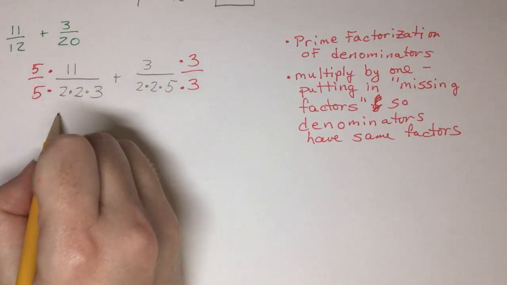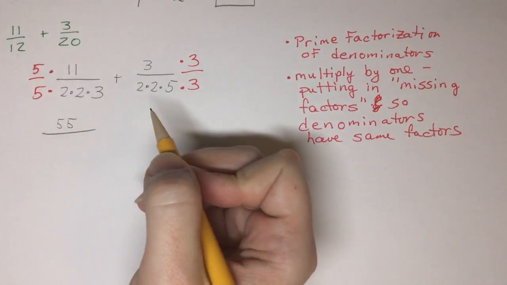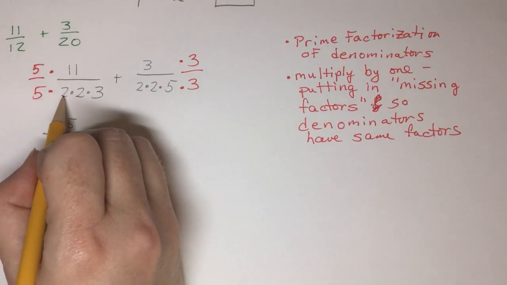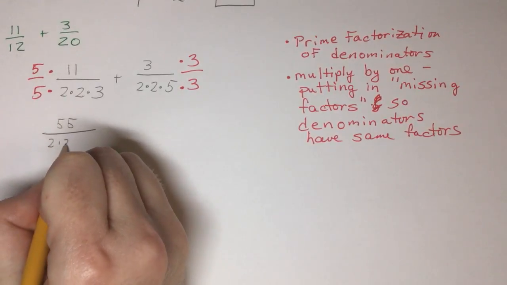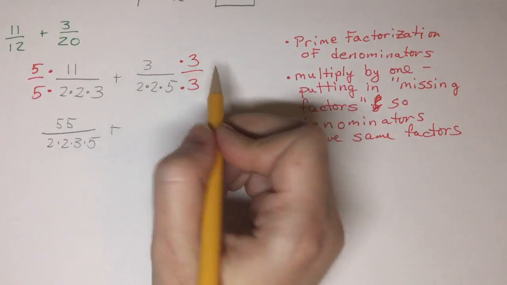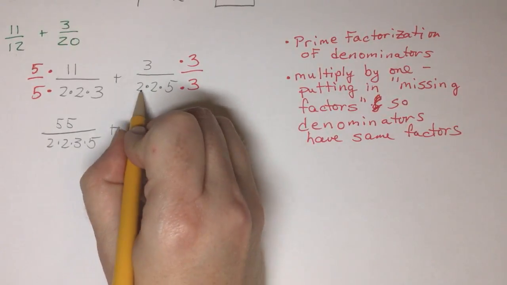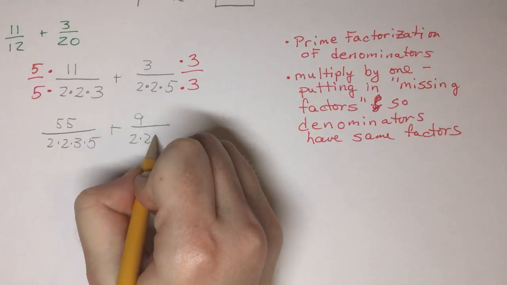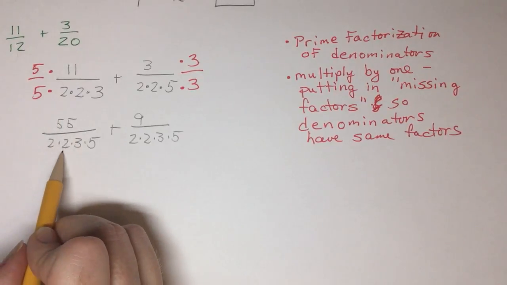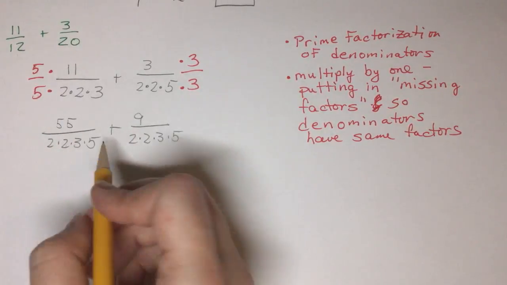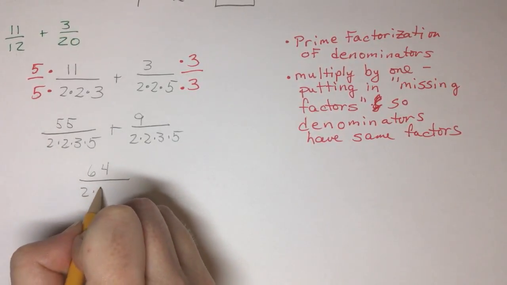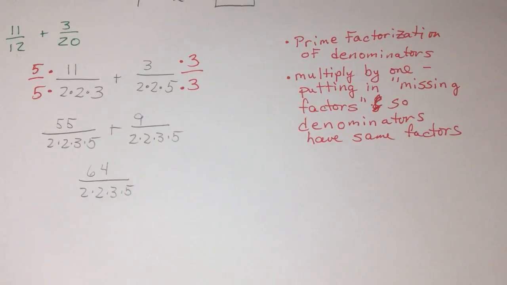So 5 times 11 is 55. 55 what? Well, I don't really care what that denominator is. It's 2 times 2 times 3 times 5, whatever that number may be. Plus 3 times 3 is 9 over the same denominator. I have the same denominator. I have 55 apples. I have 9 apples. Altogether, I have 64 apples. Those are my units.